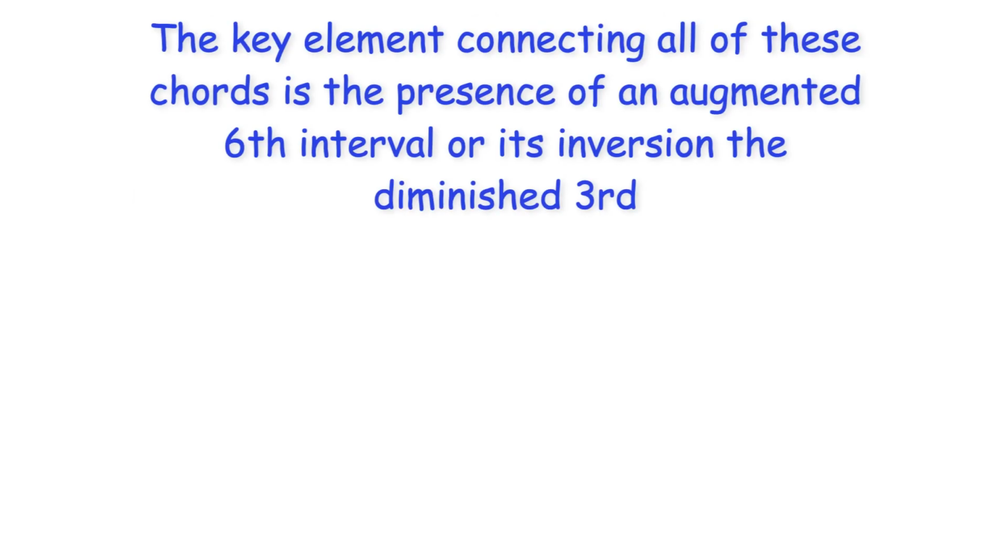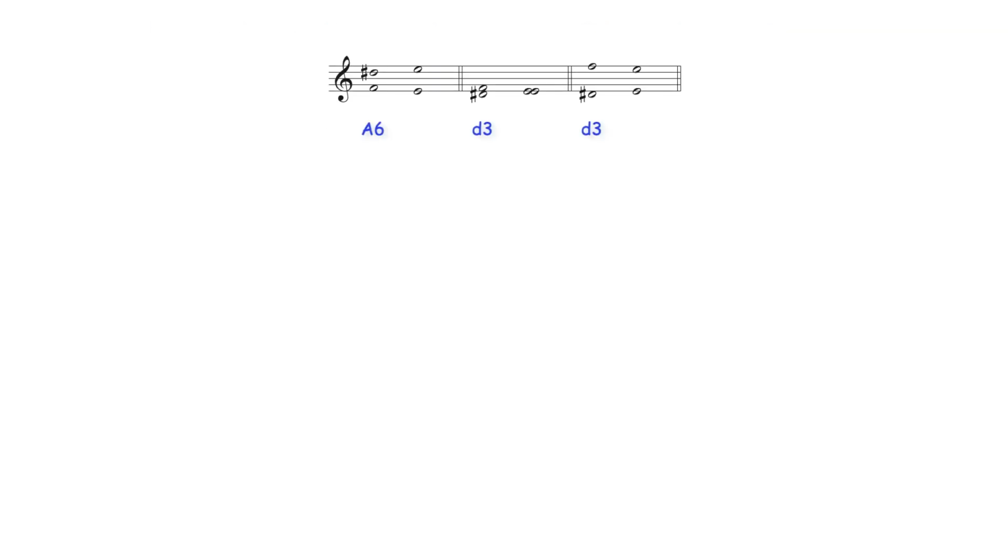The key element connecting all of these chords is the presence of an augmented sixth interval, or its inversion, the diminished third. The resolution of these characteristic intervals is typically by contrary motion to a doubled note. The augmented sixth interval resolves outwards to an octave, and the diminished third inwards either to a unison or octave depending on the chord spacing.